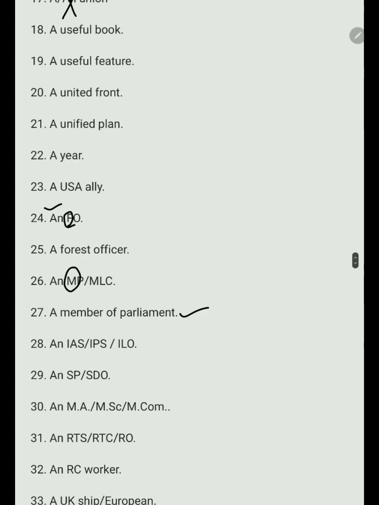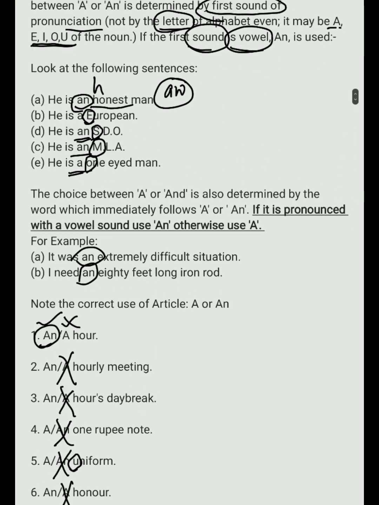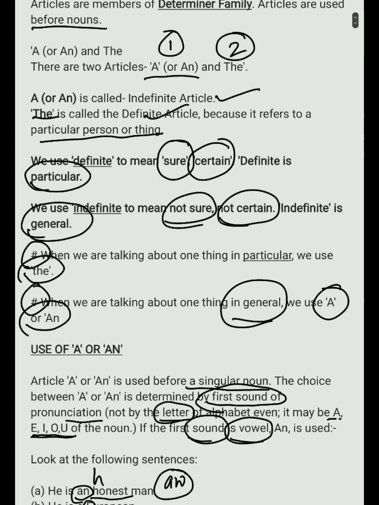I hope where to use a and where to use an is very clear. Alright, we'll continue further and I'll explain some more rules of articles. Alright, till then, practice this. Thank you so much.